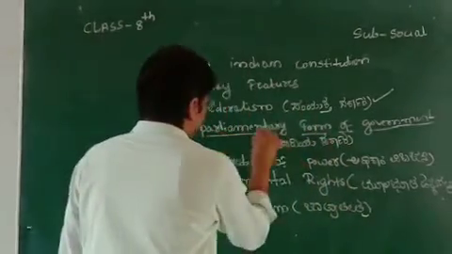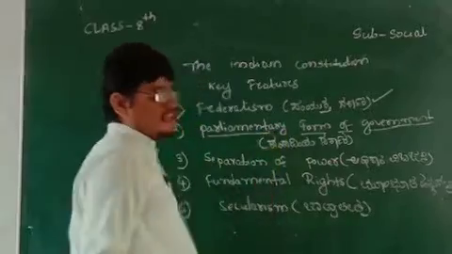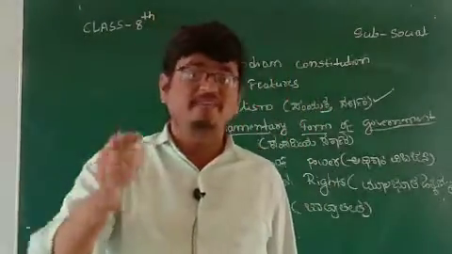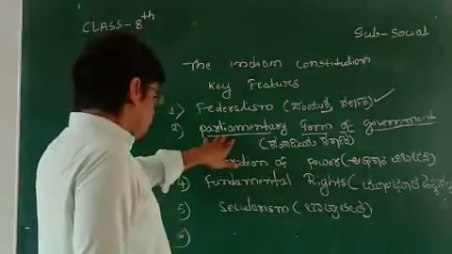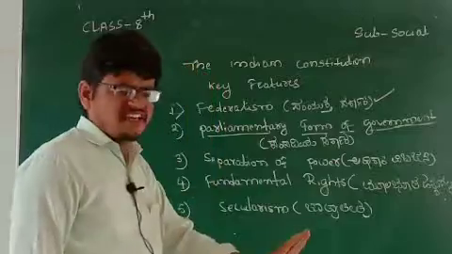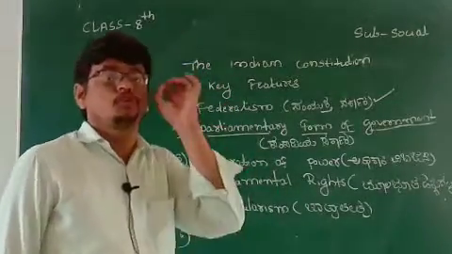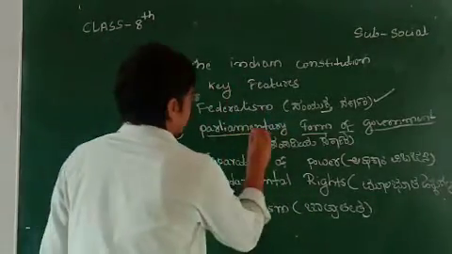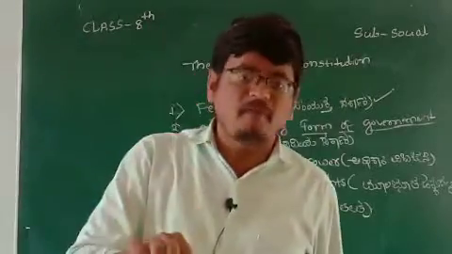So what does the parliamentary form of government mean? Parliamentary means there is the Sansad. The Indian Parliament is the supreme of all. The Parliament can do anything. So Parliament has the supreme power of all. There are two houses, Lok Sabha and Rajya Sabha. They are elected by the people of India.